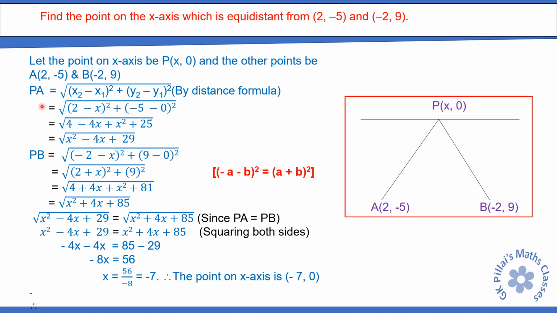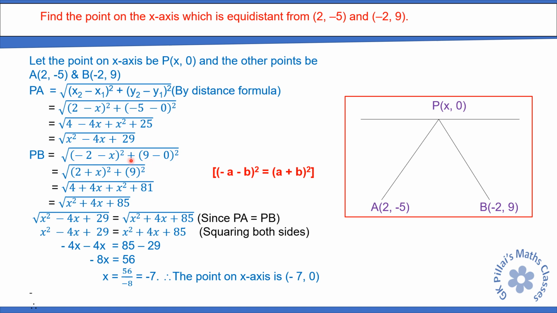So first we are finding PA. We write the distance formula: square root of (x2 minus x1) whole squared plus (y2 minus y1) whole squared. So it comes like this, (2 minus x) whole squared plus (minus 5 minus 0) whole squared. Expand this and simplify. You will get x squared minus 4x plus 29.